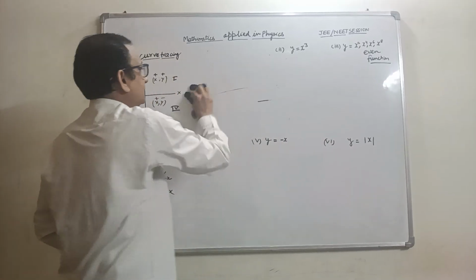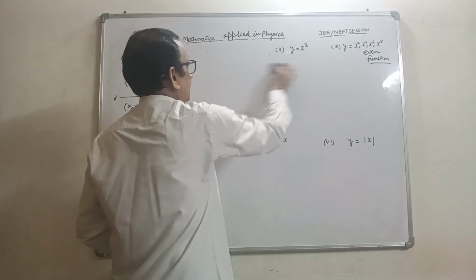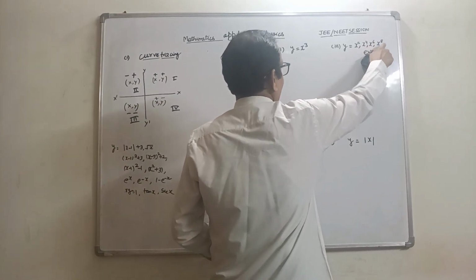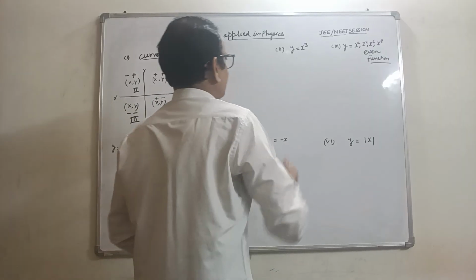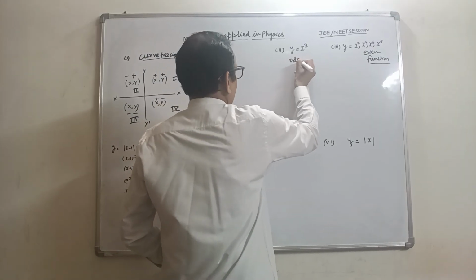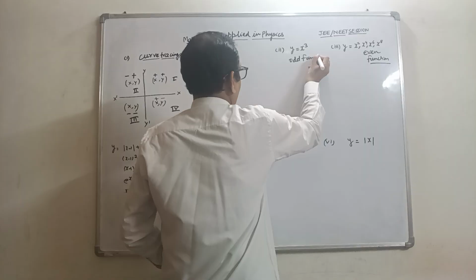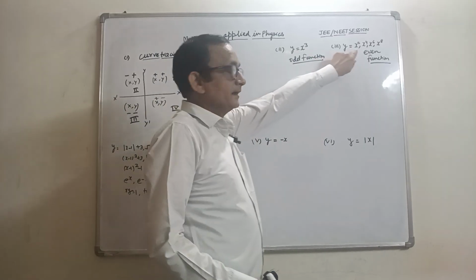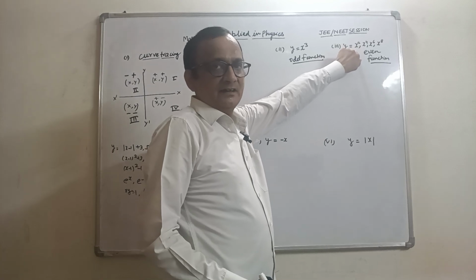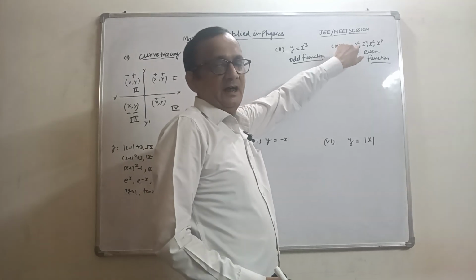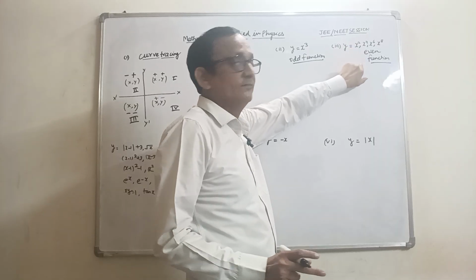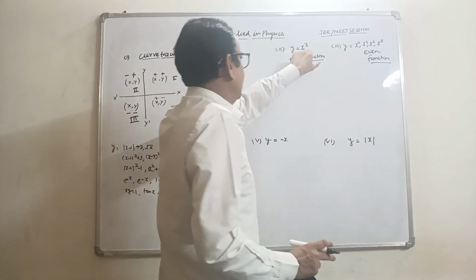This is an odd function, while x square, x4, x6, x8 are even functions. For a negative value of x, y would be negative for an odd function. For an even function, y is always positive, whether the value of x is positive or negative. So this is an even function.